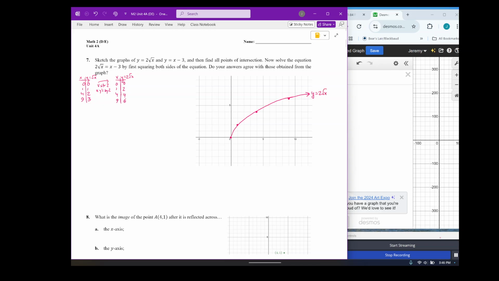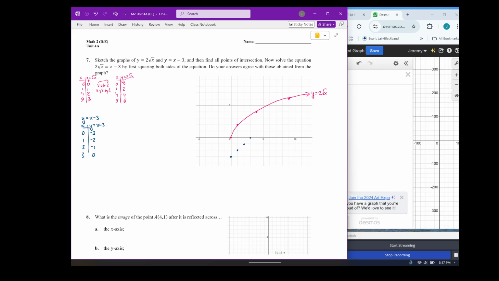And then we also have to graph y equals x minus 3. So I'll use a different color for that one. For that, if we make a little chart, we could pick a few different points: 0, 1, 2, 3. If I plug them in, we've got negative 3, negative 2, negative 1, and 0. You could also do it by y-intercept is negative 3 and the slope is 1, so you go up 1 over 1. But anyway, (0, -3), and then (1, -2), (2, -1), (3, 0).